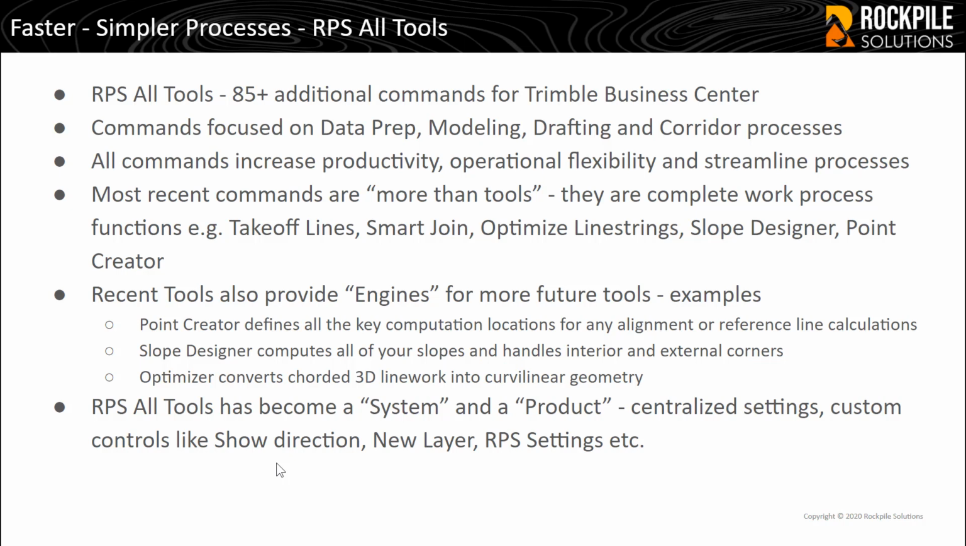Smart Join allows you to join lines together, but in a smart way. We also correct for all known issues like crossovers, gaps, joins, little lateral skips, things that you find in typical PDF files. Optimizing line strengths allows you to turn corded line work that comes out of PDF files into 3D curvilinear geometry. That curvilinear geometry is more efficient from a modeling and takeoff perspective because it's got fewer points and it's got more accurate information stored within it.